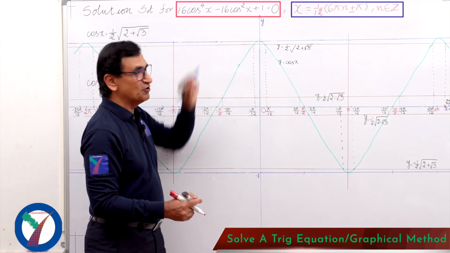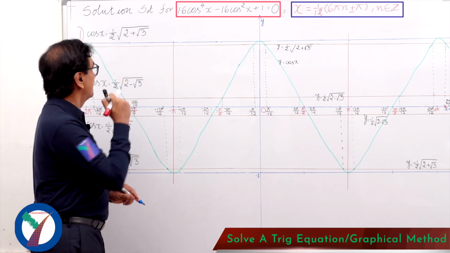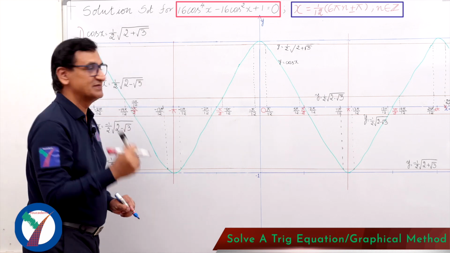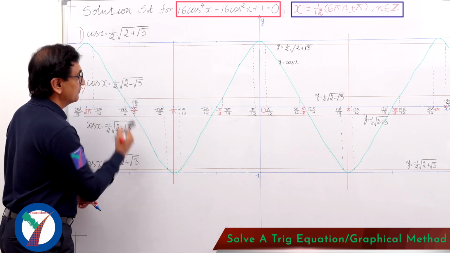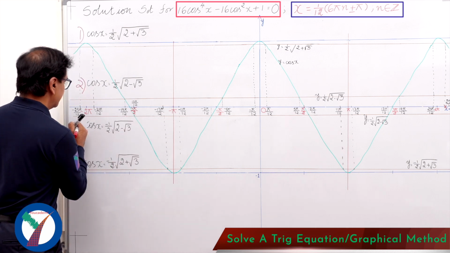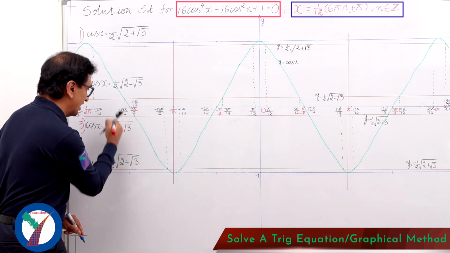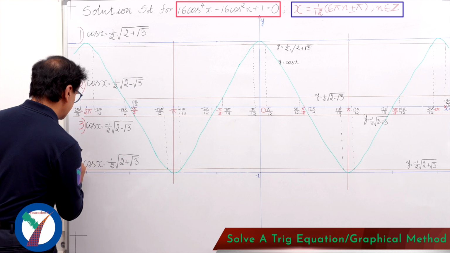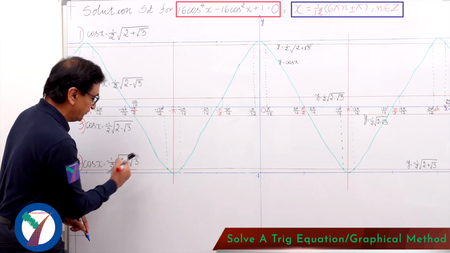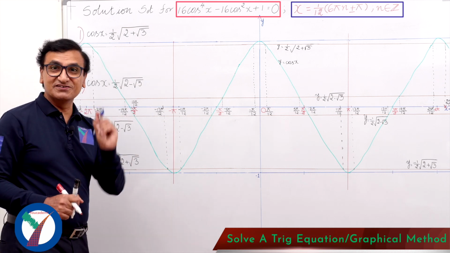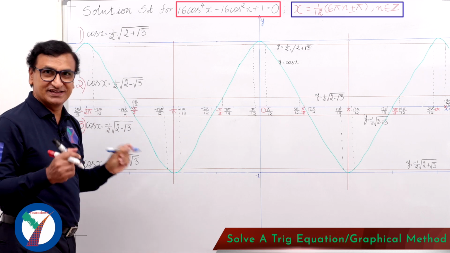We have seen that this polynomial has 4 roots, and the 4 roots are: the first root is cos x equals half multiplied by square root of 2 plus square root of 3. This is the second root, that is cos x equals half multiplied by square root of 2 minus square root of 3. And this is the third root, that is cos x equals minus 1/2 multiplied by square root of 2 minus square root of 3. And this is the fourth root, that is cos x equals minus 1/2 multiplied by square root of 2 plus square root of 3. Let us start with the first root, that is cos x equals half multiplied by square root of 2 plus square root of 3.